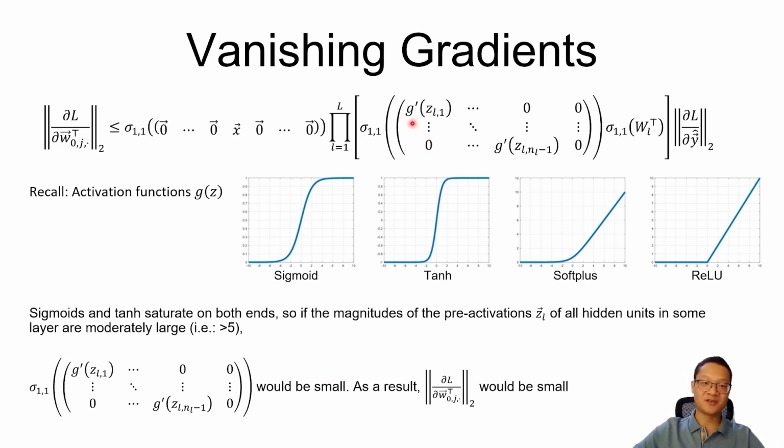So recall that these G functions are activation functions, and typical choices are the sigmoid, hyperbolic tangent, softplus, and ReLU. If we use the sigmoid or the tanh activation functions, and some of these Z values happen to be pretty large or pretty small, say greater than or equal to 5, so all the way out here, or all the way down here, for example, in that case G prime will be very, very small. So all of these G primes would be very small. And if you look at this diagonal matrix, the largest singular value of this matrix is actually the largest element of the matrix. So it's basically the largest G prime when evaluated at each of these pre-activations.